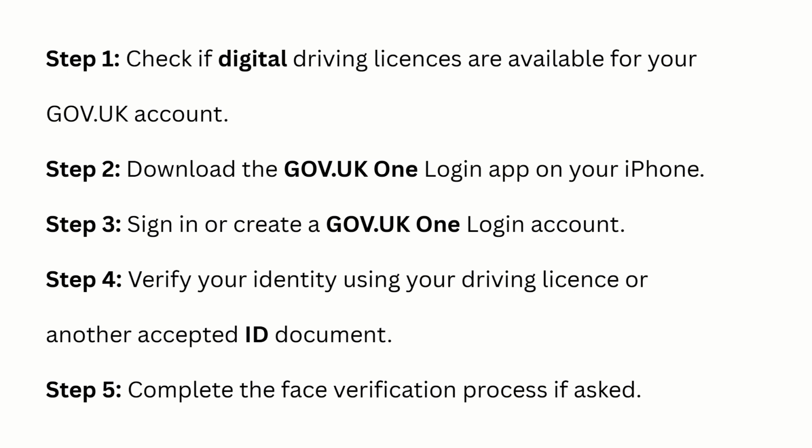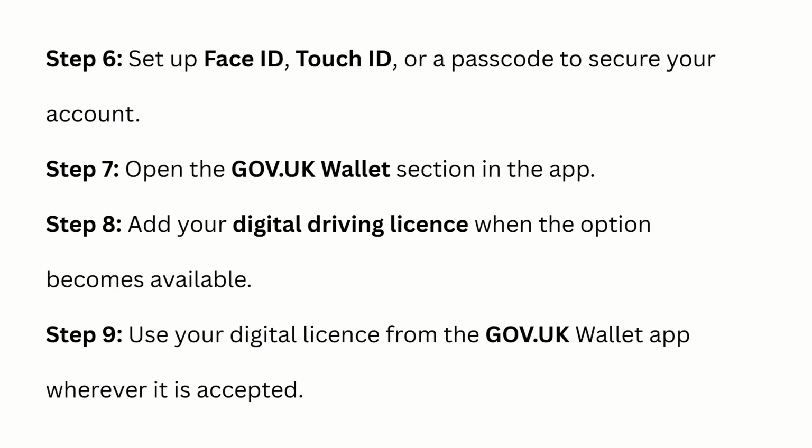Step 5. Complete the face verification process if asked. Step 6. Set up Face ID, Touch ID, or a passcode to secure your account. Step 7. Open the GOV.UK Wallet section in the app. Step 8. Add your digital driving license when the option becomes available. Step 9. Use your digital license from the GOV.UK Wallet app wherever it is accepted.